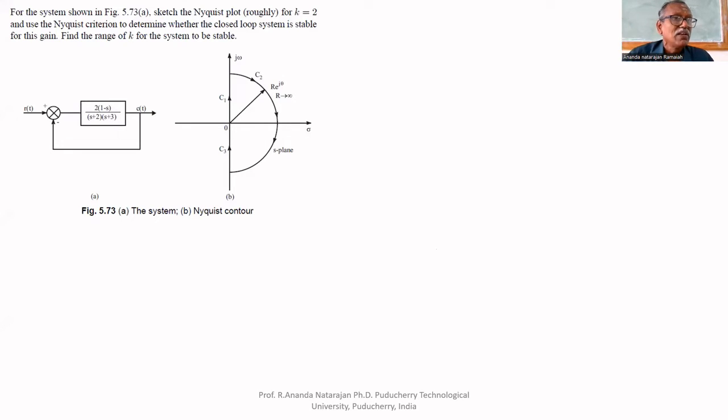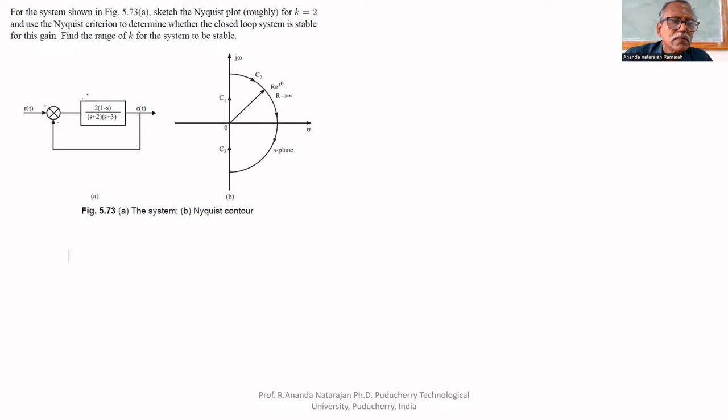You cannot draw to scale because we have to draw at infinity. Some points we have to plot at infinity. That's why it's not possible to draw at scale. For k equal to 2, the value of k is given. Use the Nyquist criterion to determine whether the closed loop system is stable for this gain k equal to 2. Find the range of k for the system to be stable.